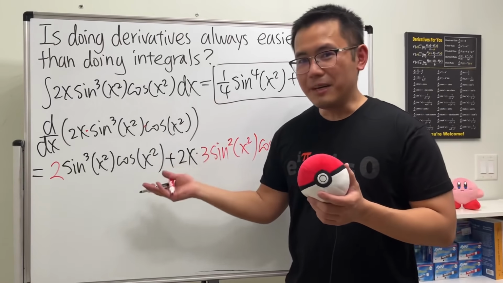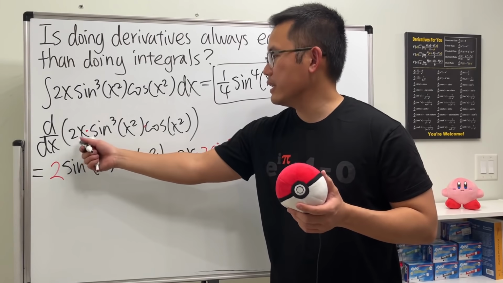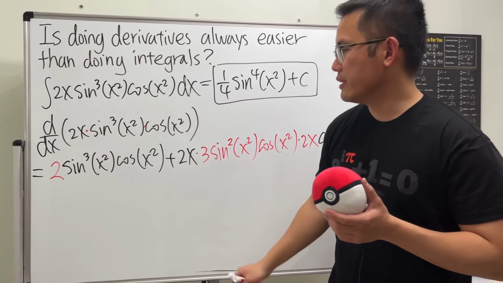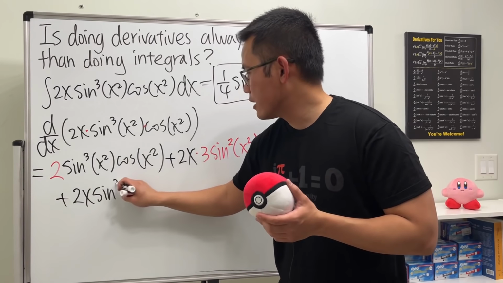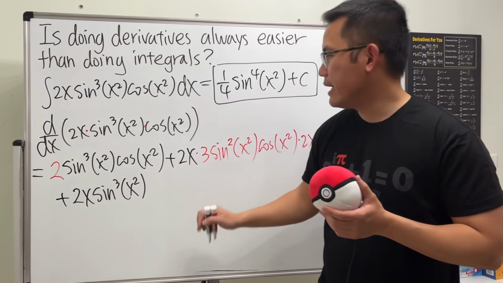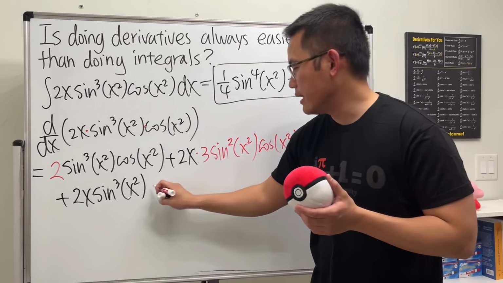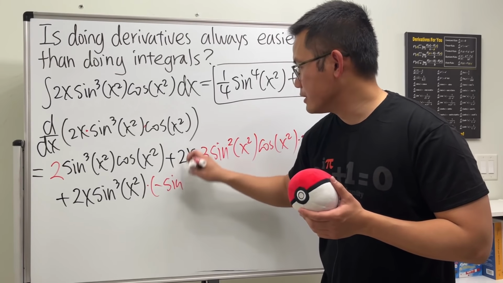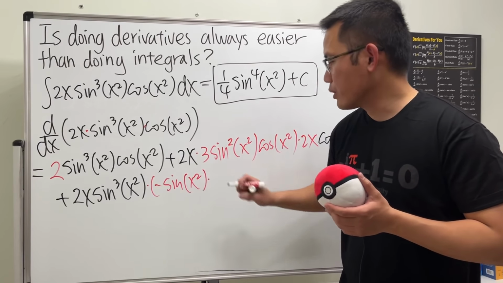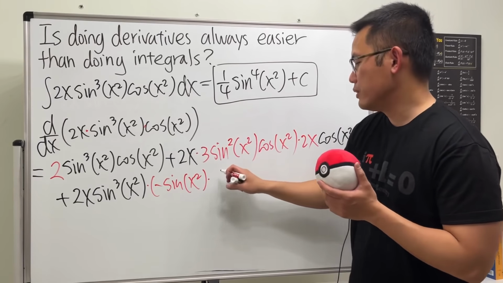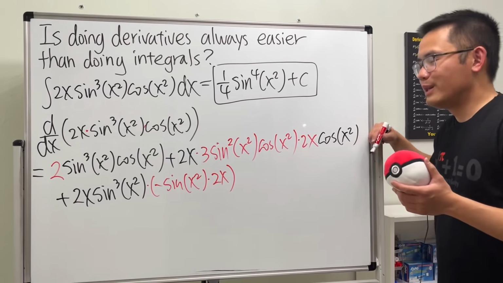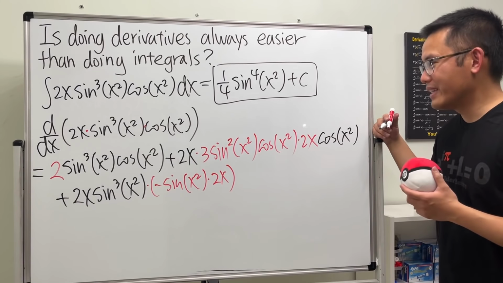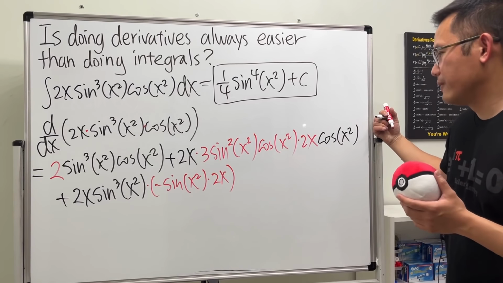Okay. The third part is we are going to keep the first and also the second, and we will differentiate the third. So we are going to add 2x sine third power x squared, and then the derivative of cosine is negative sine, and then the input stays right here. And of course, we multiply by the derivative of the input, which is going to give us 2x. Wow, look at that. And let's see how we can simplify this.